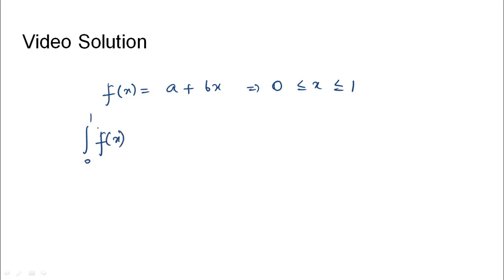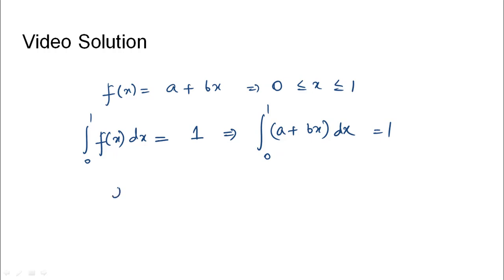In this case, we have been given the function f(x) equals a plus bx, and the limits are given as 0 to 1. So integrating f(x) from 0 to 1 should give us the total probability value to be 1, as we saw in the previous slide. So integrating (a plus bx) dx from 0 to 1 should be 1.